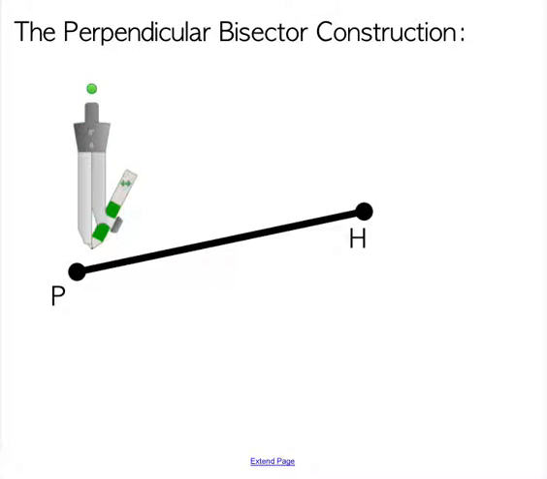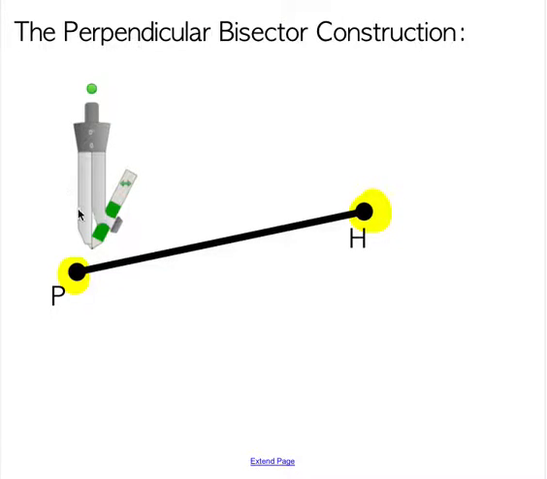So let's look at the perpendicular bisector construction. First thing we want to do is identify what are the two most important points on the segment PH, and those are the endpoints. So it's a good idea to take a highlighter, at least in the beginning, but preferably always, and highlight the two most important points, P and H.